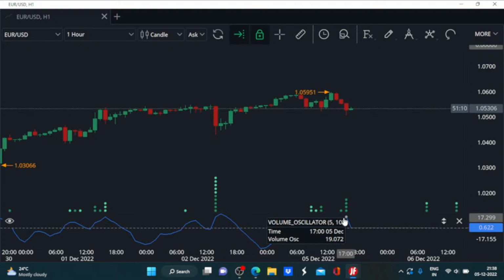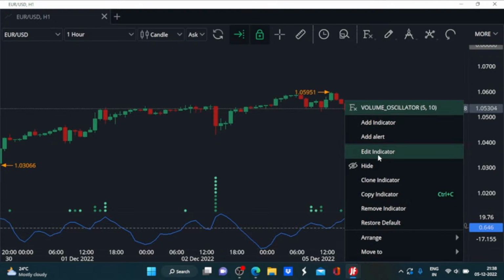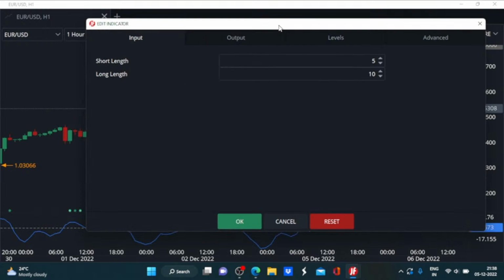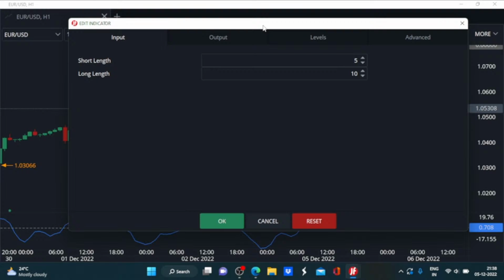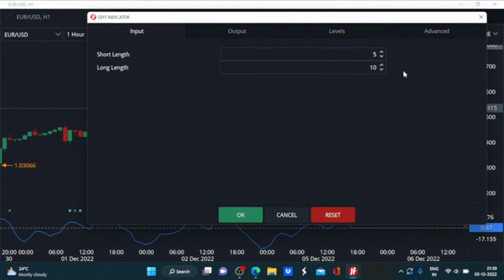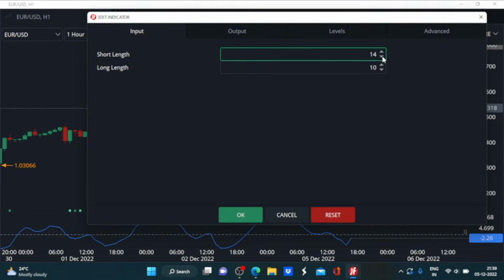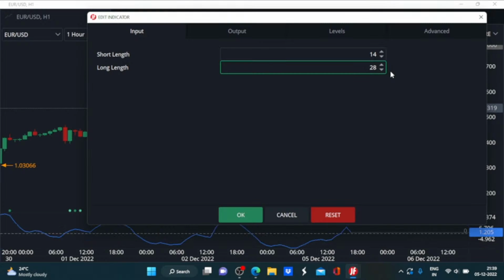Now let us see what the options are to customize this indicator for us. We can figure out the customization options so that we can blend this indicator with our system. Here the short length and the long length parameters to figure out the moving average are 5 and 10. But you can always play around with these combinations. Suppose you want to increase it for the stabilization factor, you can increase it to, for example, 14 and 28 or any other combination, and it need not necessarily be in the ratio of 1:2.